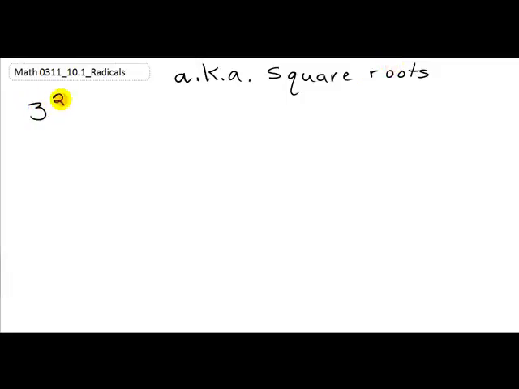When I have 3 squared, that exponent tells me to take that 3 and multiply it times itself twice. I can back out of that when I look at the square root of 9. And so when I'm looking at this, I want to think about the doubles.